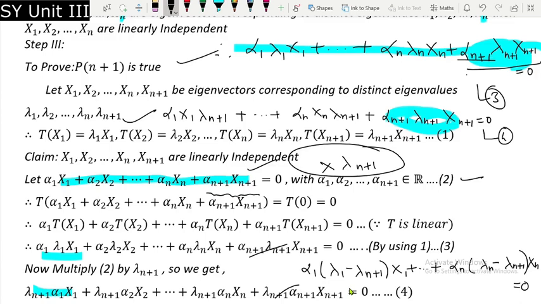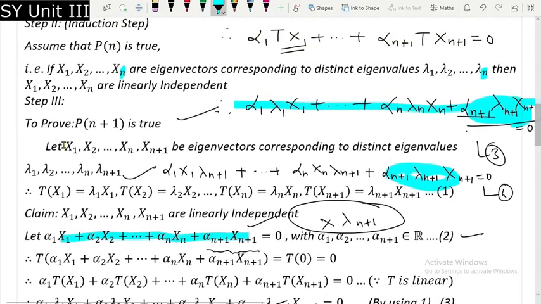So can you observe it carefully? What are these x1, x2 up to xn? These x1, x2 up to xn are eigenvectors corresponding to what? Distinct eigenvalues lambda 1, lambda 2 up to lambda n. Since we have already assumed initially that x1, x2 up to xn plus 1 are eigenvectors corresponding to distinct eigenvalues lambda 1, lambda 2 up to lambda n plus 1. So you can just focus on this: x1, x2 up to xn are eigenvectors corresponding to distinct eigenvalues.